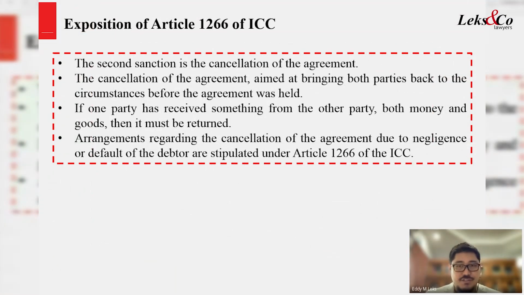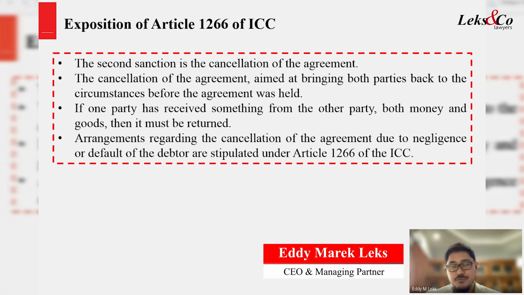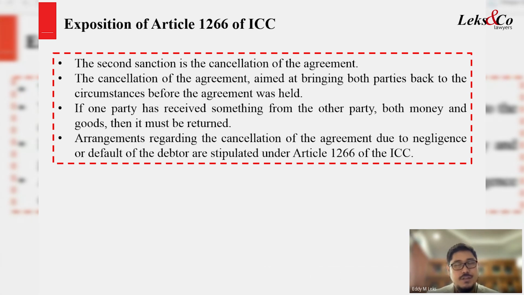So the 1266, we have talked about the types of breach of contract and the consequences of it: cost, loss, interest. But we understand that they are limited also. They have to be foreseeable and a direct consequence, not indirect, not something out of the blue. It must be able to be justified. That's the thing.